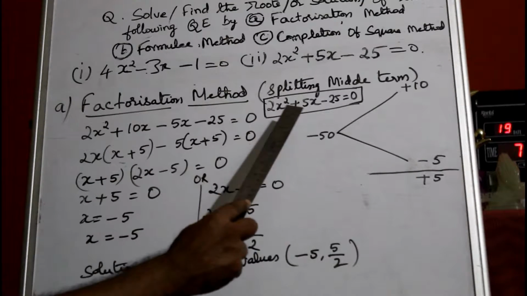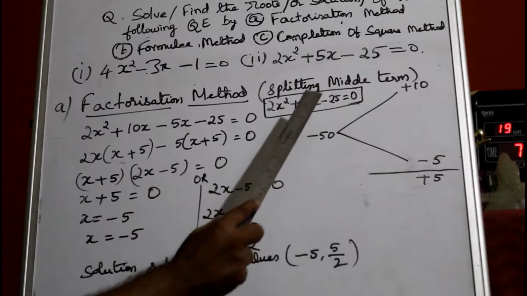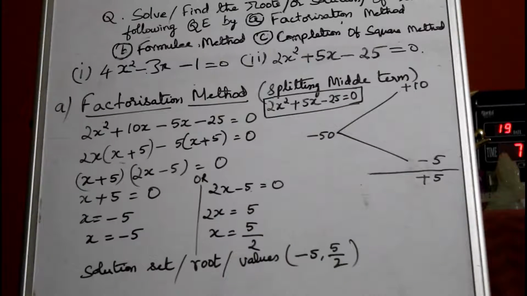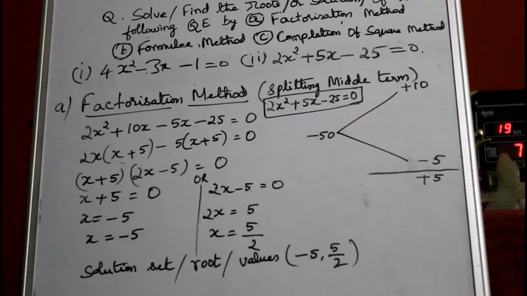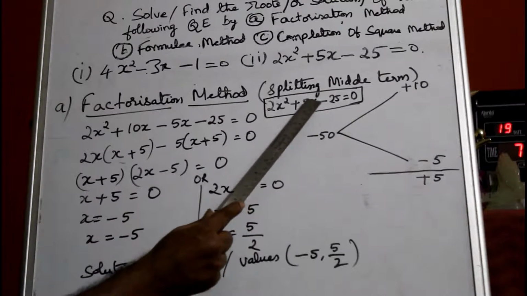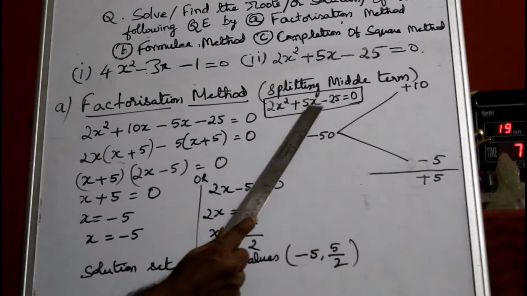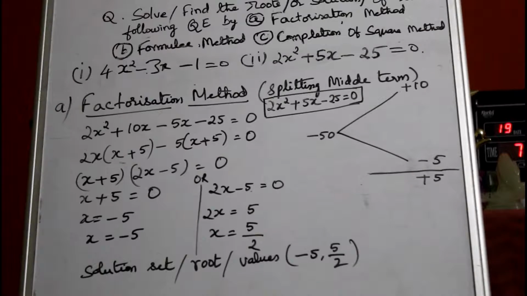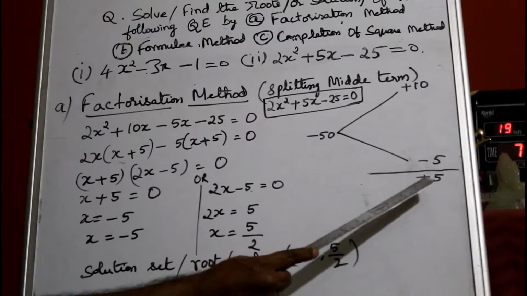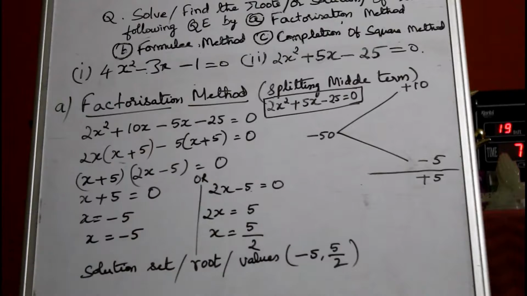Now the sum is 2x square plus 5x minus 25 equal to 0. The first method is called the factorization method, or splitting the middle term. We have done a lot of sums in this module, and we continue with this one also. Now the middle term is plus 5. You put plus 5, it's actually 5x, but don't put the x, put the plus 5 here. It's much easier if you put numbers. That's why it's called splitting the middle term.